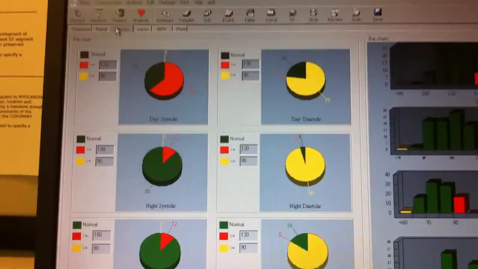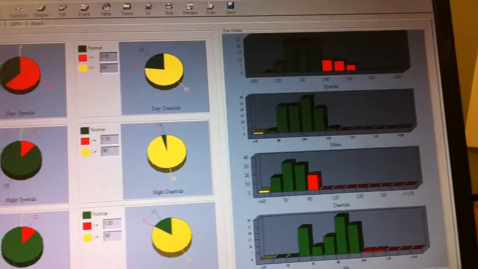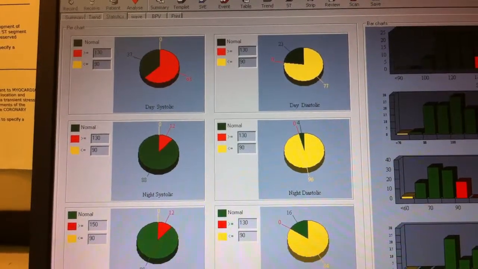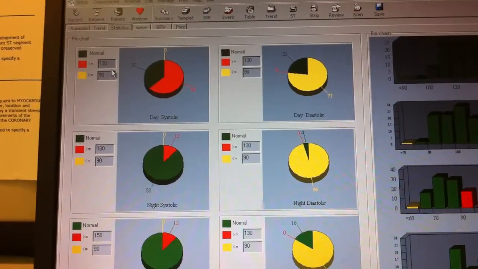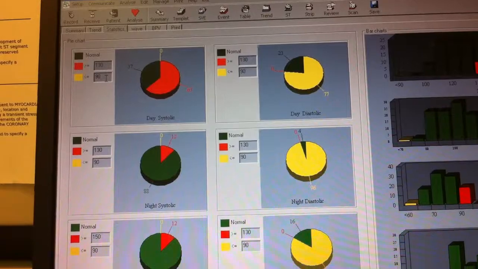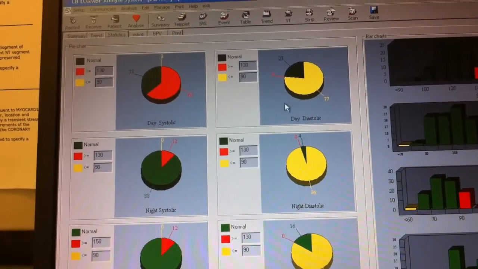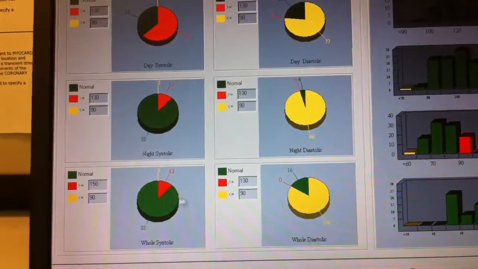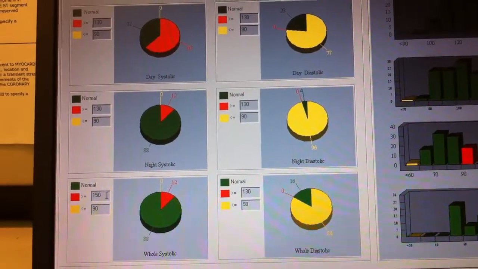Under statistics, we could see there are pie charts and histograms corresponding to the different parameters that are established for normal blood pressures, systolic and diastolic, during the day, during the nighttime hours, the whole day. And these numbers can be changed.